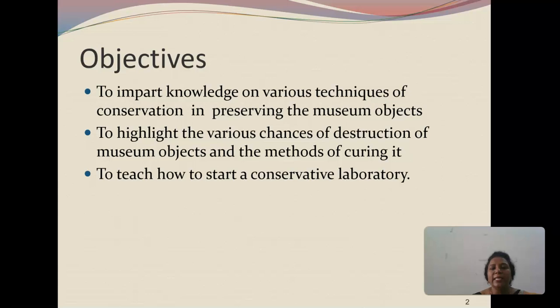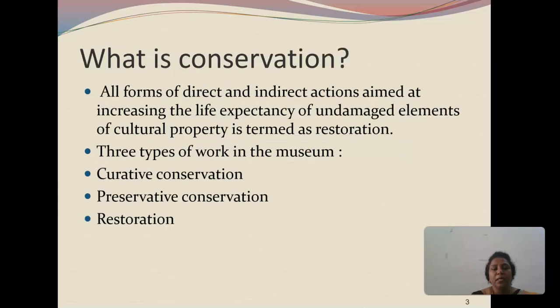and also to highlight the various chances of destruction. What are the causes for the destruction of museum objects, and how to preserve them, how to cure them if the museum object gets destroyed, and also some of the aspects of a conservation laboratory. So now let us see what is conservation.